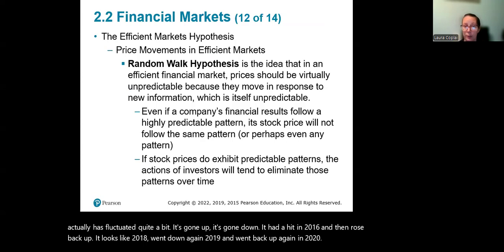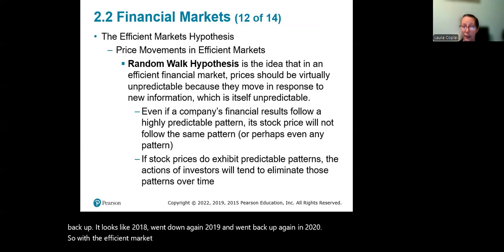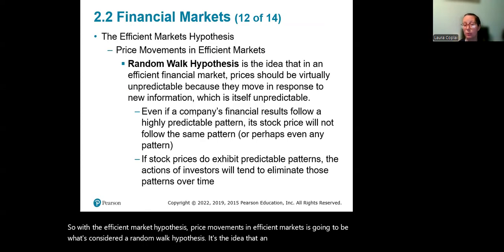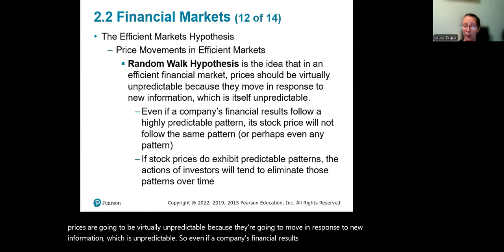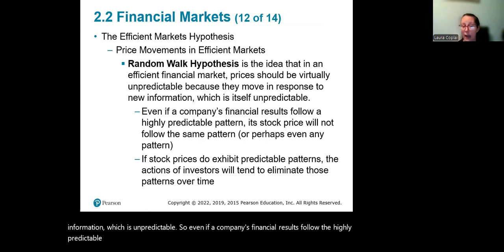So with the efficient market hypothesis, price movements in efficient markets are going to be what's considered a random walk. It's the idea that in an efficient financial market, prices are going to be virtually unpredictable because they're going to move in response to new information, which is unpredictable. So even if a company's financial results follow a highly predictable pattern, its stock price will not follow the same pattern or even any pattern.